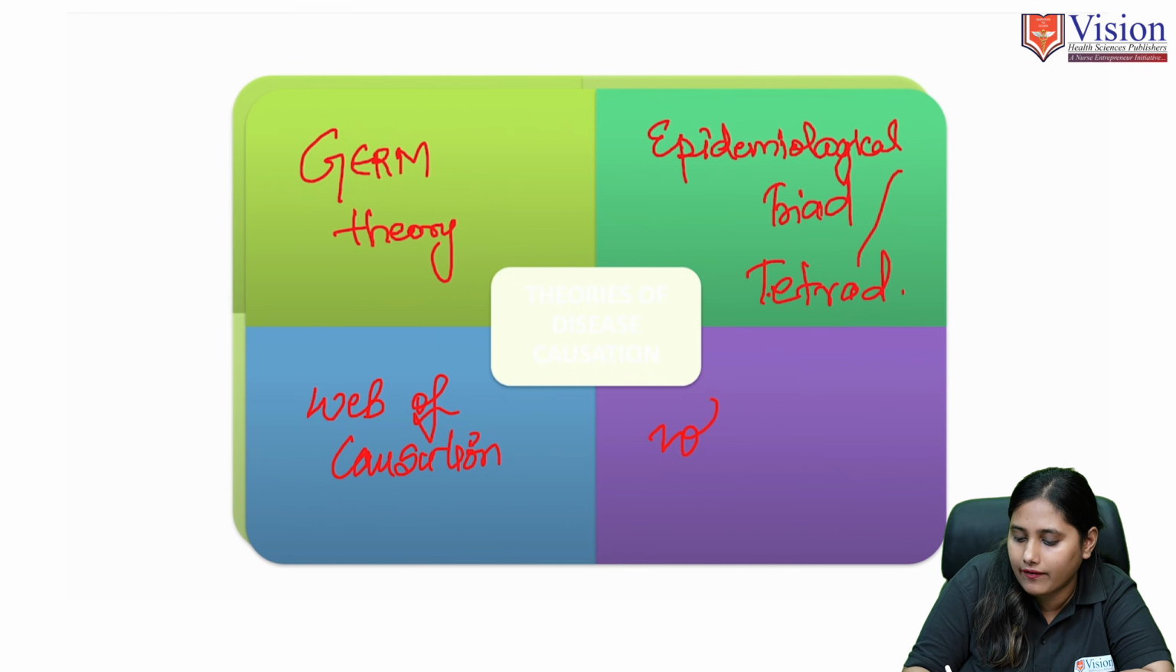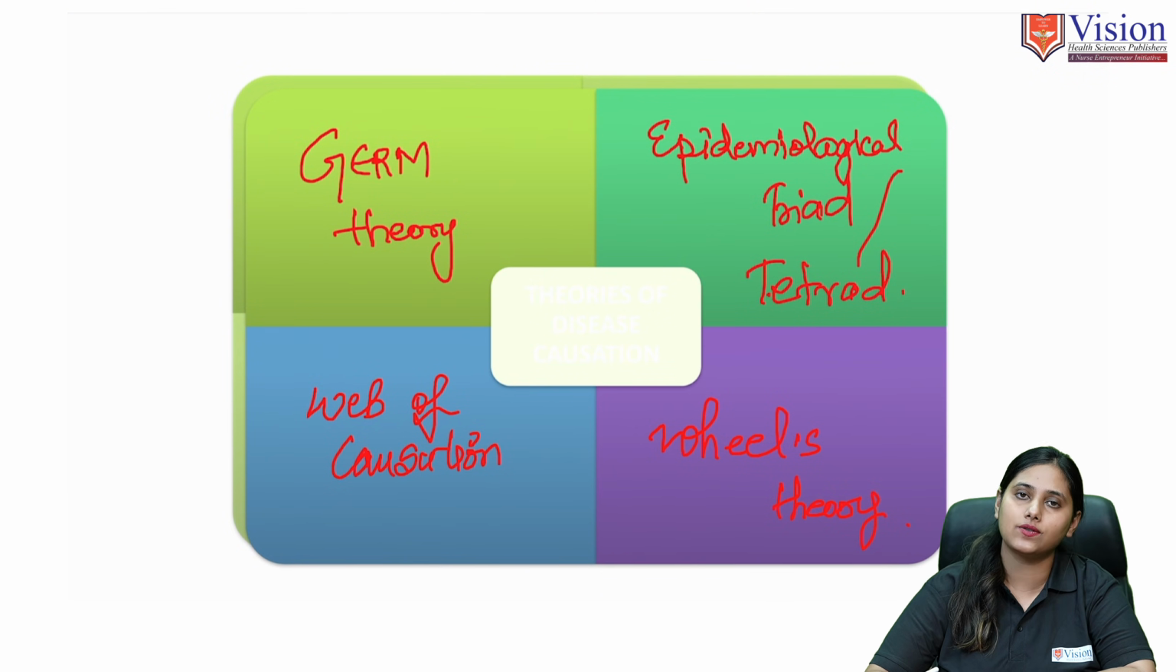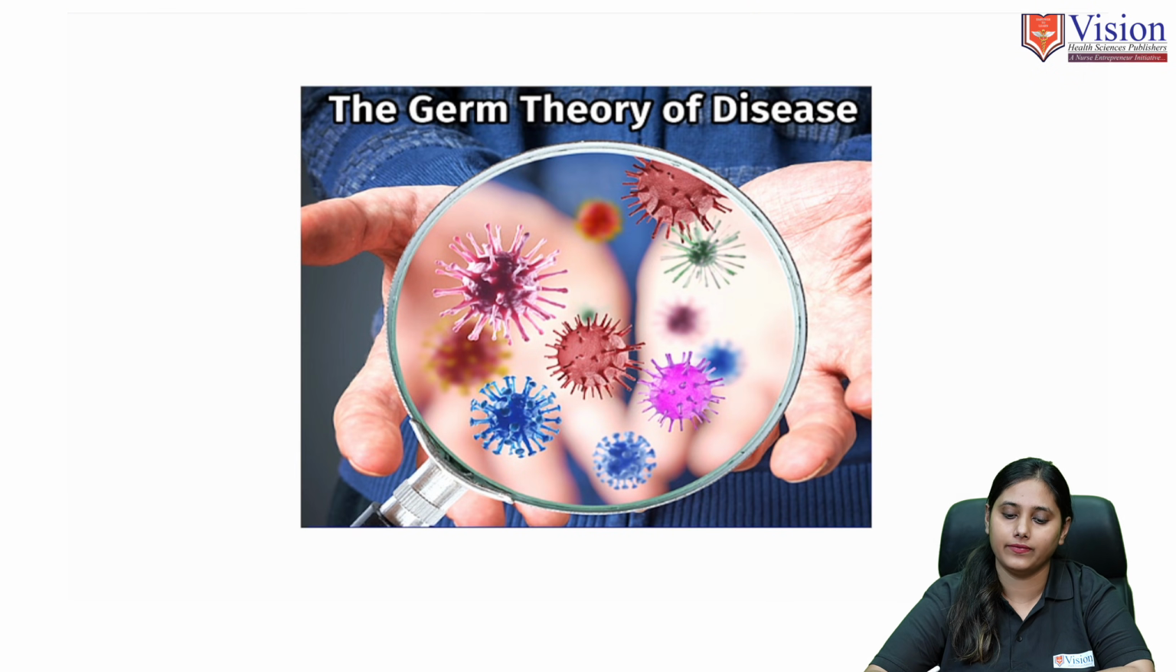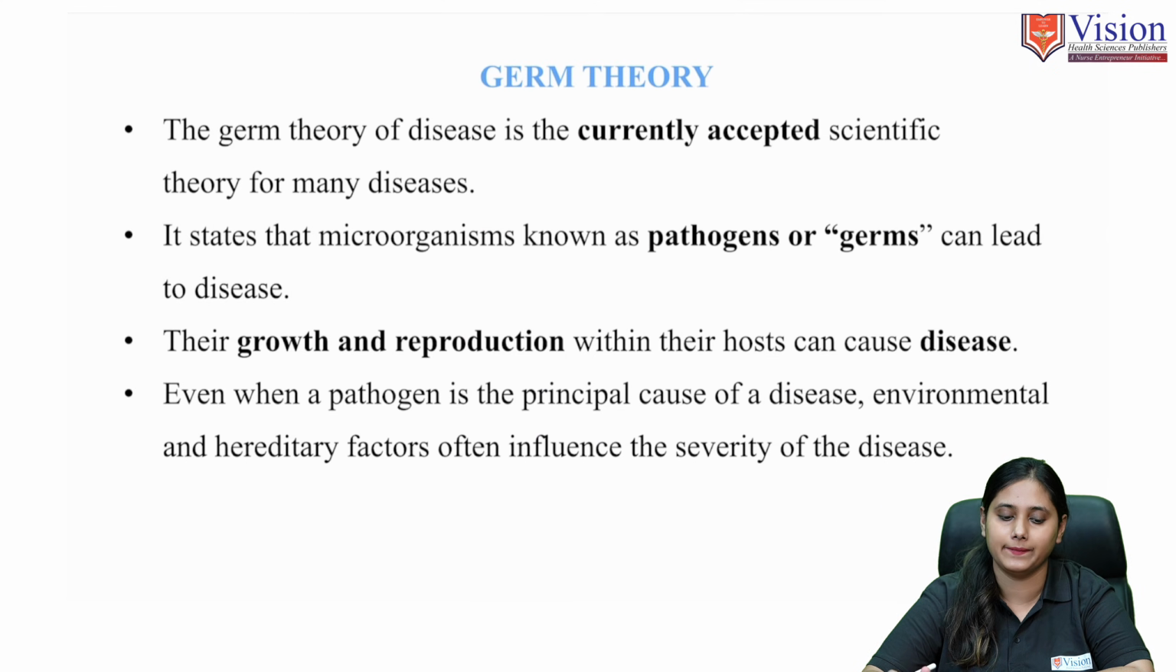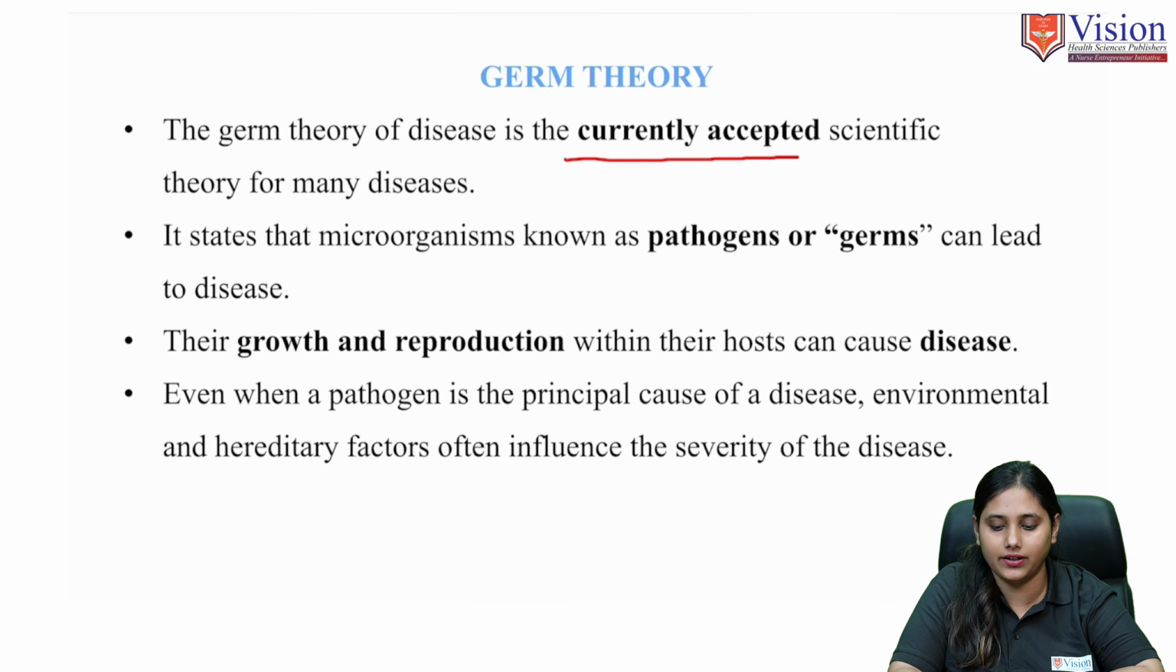And one theory we have is the wheel theory. So we will see one by one all these theories. The first one is the germ theory of disease. This is the theory which is currently accepted according to scientific matters. So what does this theory say?